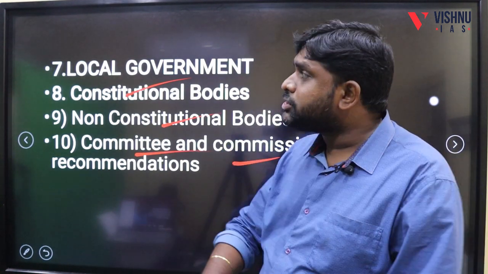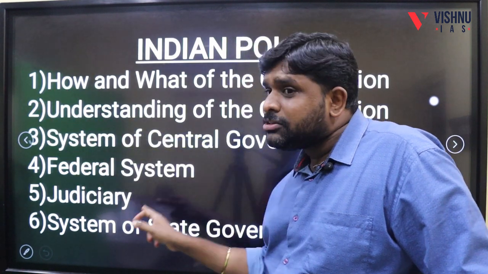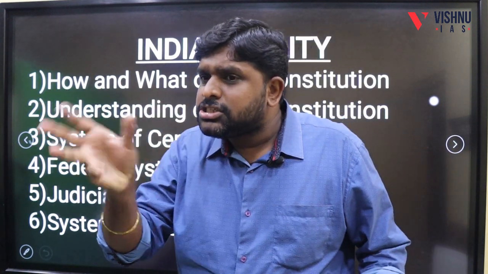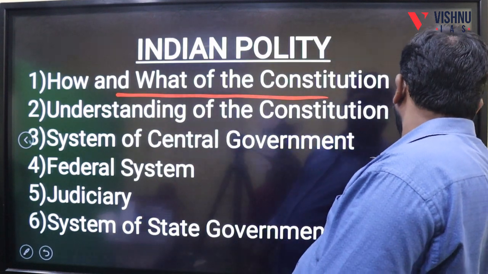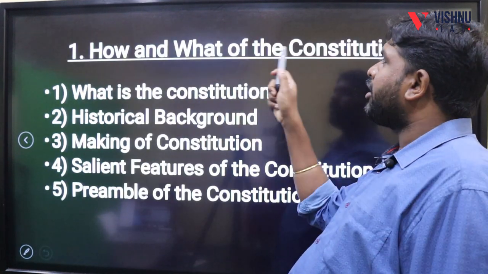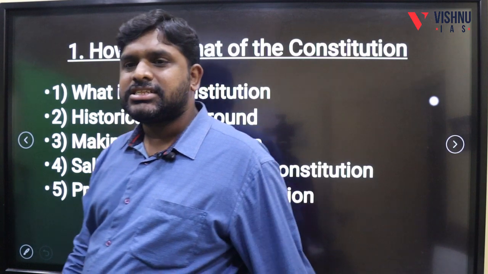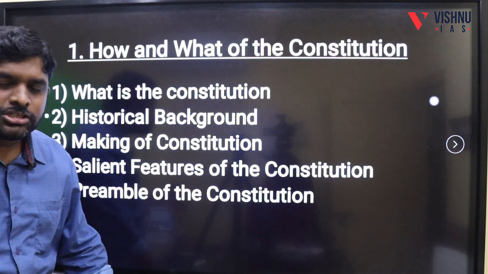Committee and commission recommendations. So these all are sections. In these sections the units are there. For example, the first section is how and what of the constitution. What I will be discussing in this: what is the constitution?